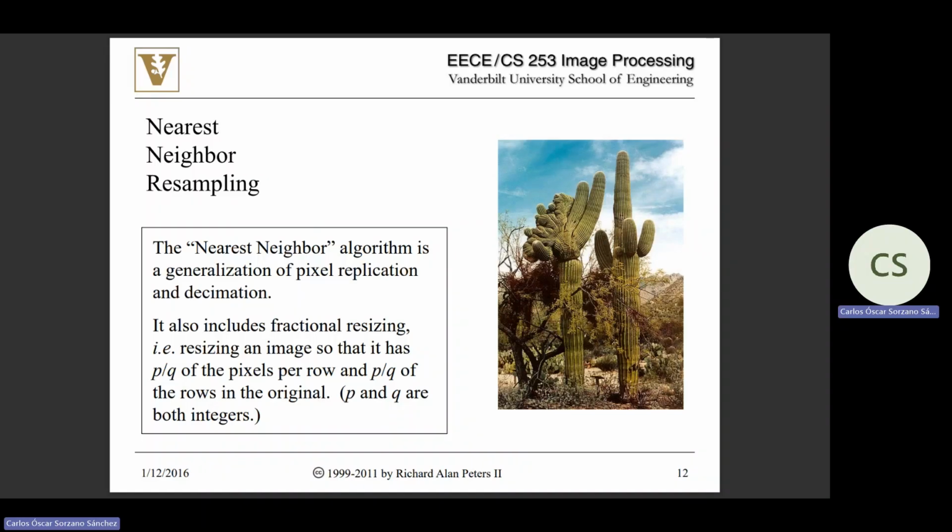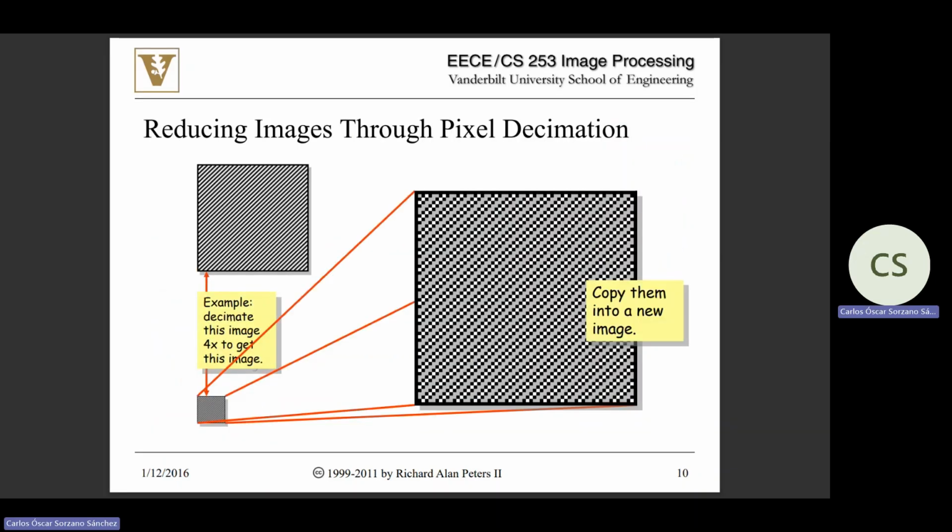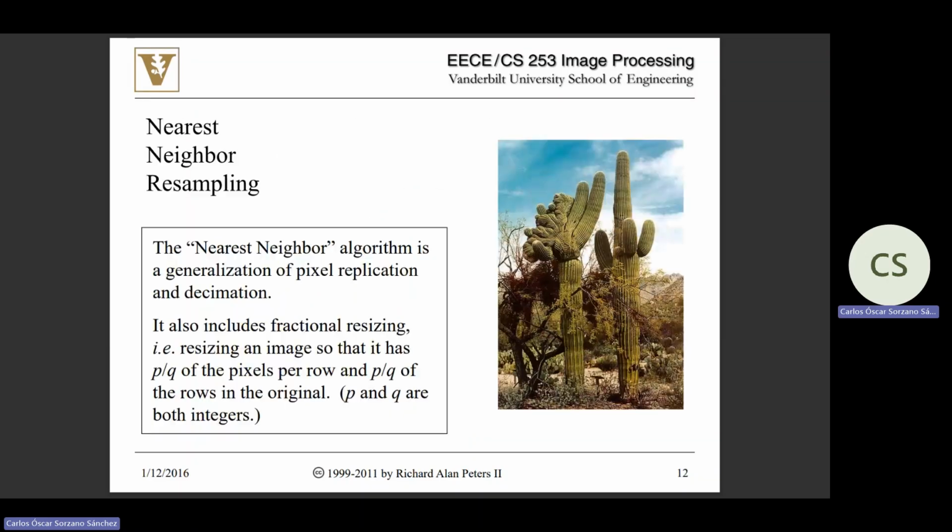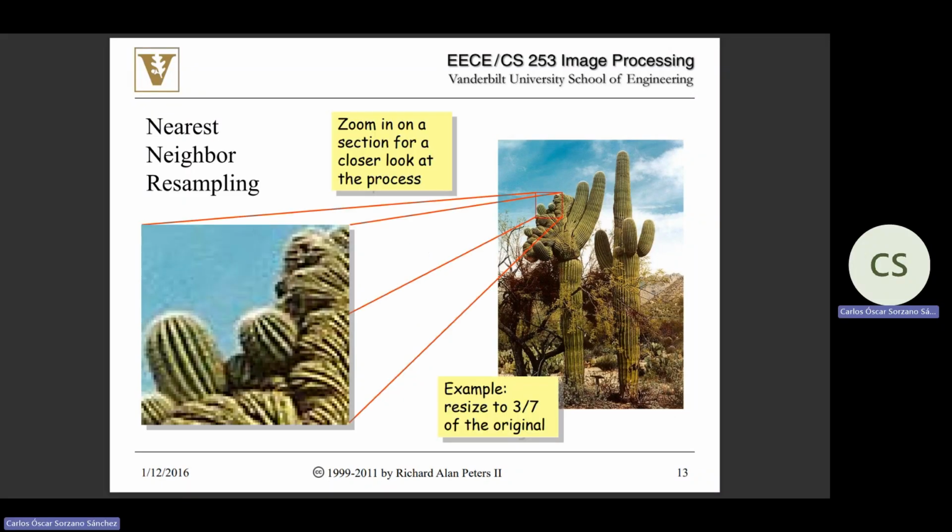So let's say that you want to reduce. We have seen enlarging or reducing the images by integer factors, so by a factor 4. What if I want to do it by a fractional factor? So what if I want to do it by 3/7? So I want to construct an image that is smaller than the original, and it is of this size. So it is not a half or a fourth of the original, but a fraction of the original. So how to do that?